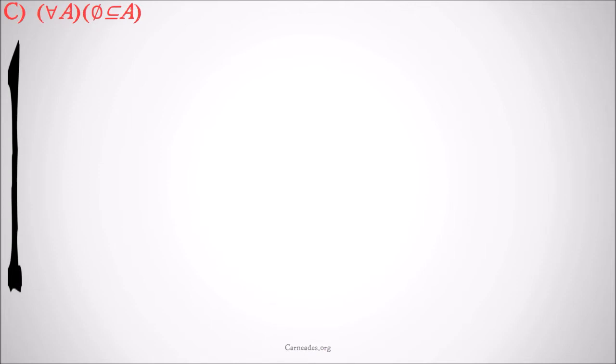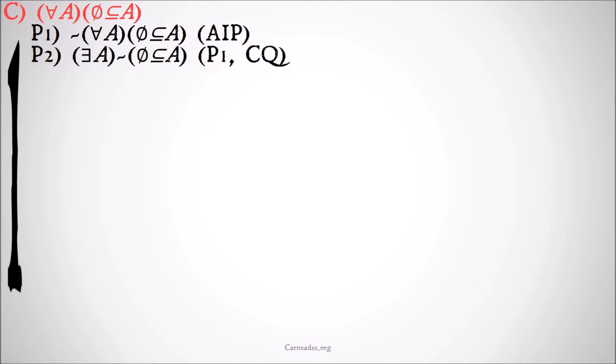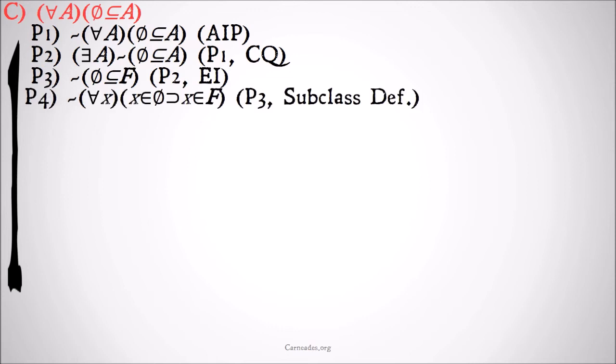So we're going to look at our conclusion, which needs to be: for all A, the null set is a subclass of A. As you can see by the line going down, we're going to start with an indirect proof. So we'll do an indirect proof denying that, saying it's not the case that for all A, the null set is a subclass of A. Change of quantifier gets us that there exists an A such that it's not the case that the null set is a subclass of A. We'll existentially instantiate F in for A.